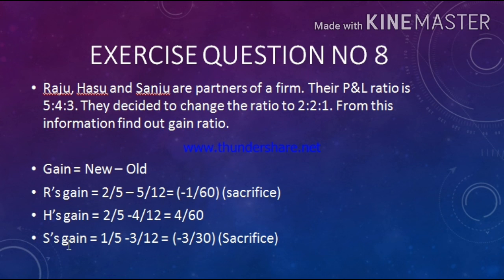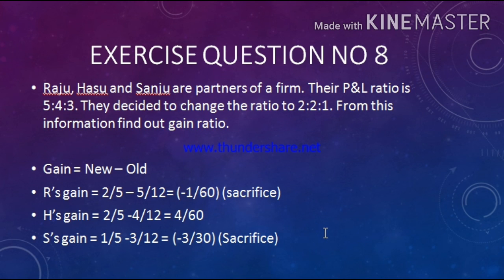Now the third partner, that is S's gain, is equal to new share, that is 1/5, minus old share, that is 3/12. The answer comes negative 3/30. If the answer comes negative, it means sacrifice. So here you can see there are two partners sacrificing and only one partner gaining. Again, we'll verify that the total of sacrifice and gain will always be equal. Over here, sacrifice is 3/30 and 1/60. By adding these two, it comes to minus 4/60, and gain is also 4/60. So it is concluded that both sacrifice and gain would always be equal.